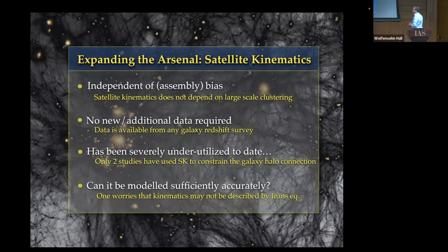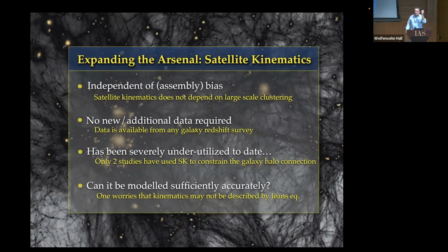Now, interestingly, this is independent of halo assembly bias, simply because it doesn't depend on the clustering strength of the halo. You just look at an individual halo and its potential. Well, I don't care how it's clustered. So that's a good thing. Even better, I don't need any additional data. You give me a redshift survey, I'm done.